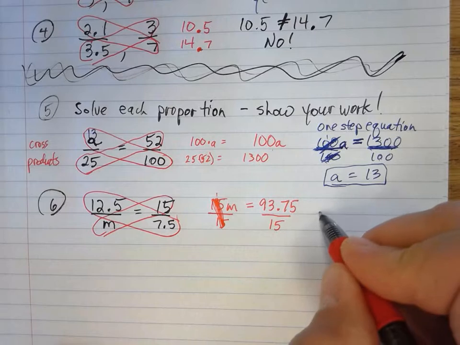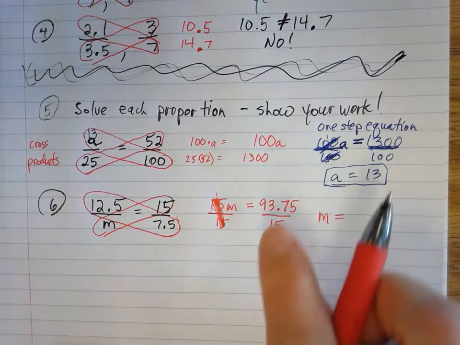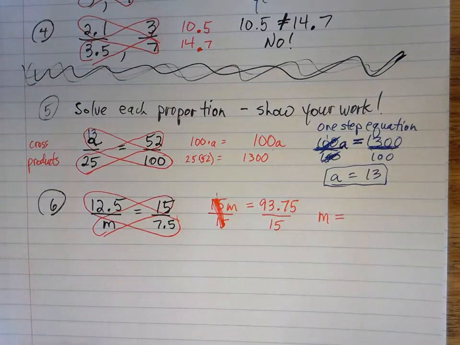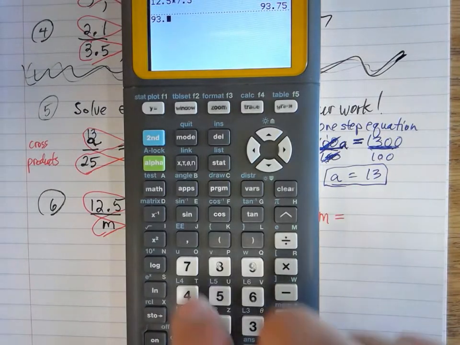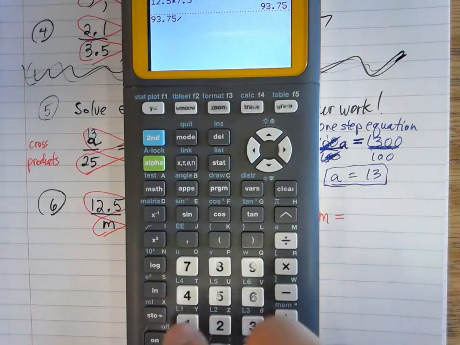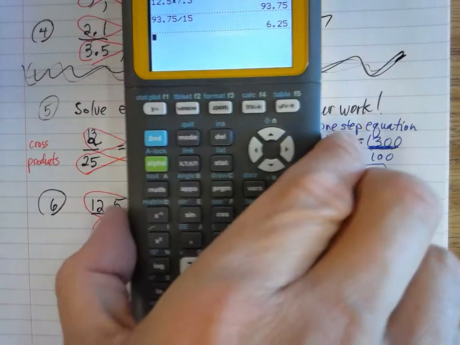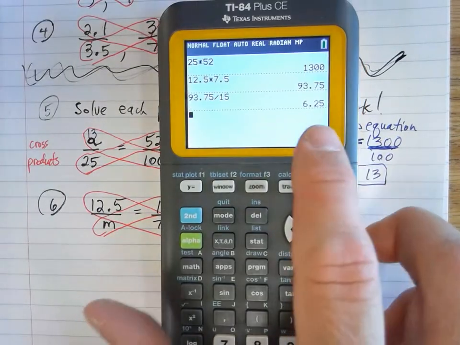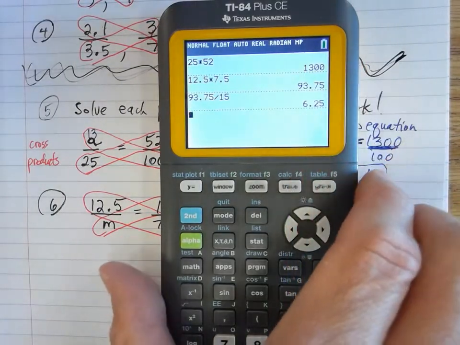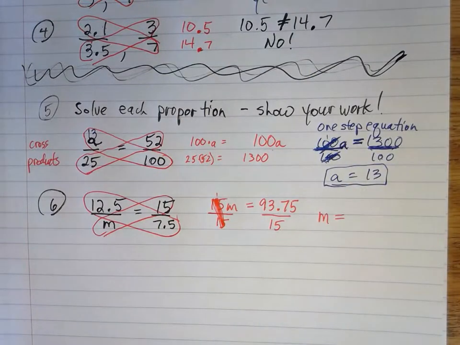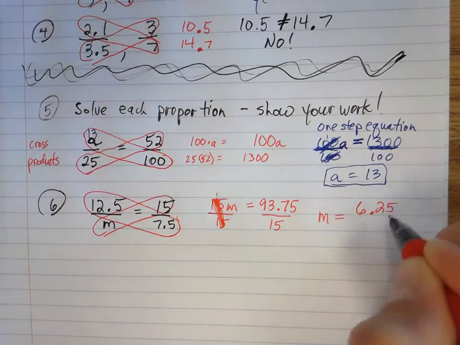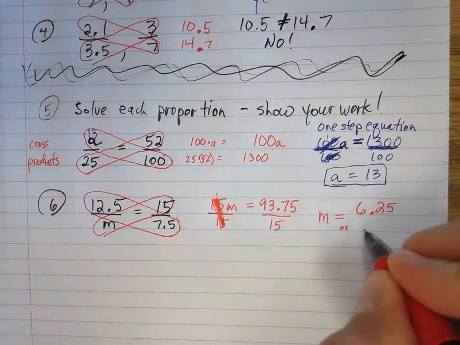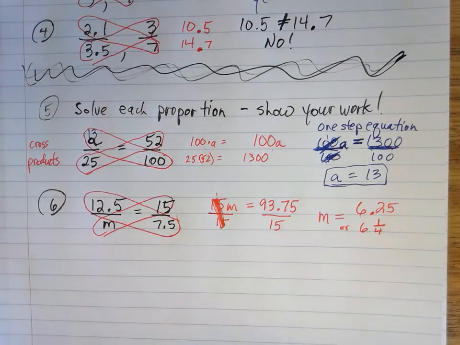So m equals, now, 93 and 75 hundredths divided by 15. 93 and 75 hundredths divided by 15 is 6 1/4, okay? 6 and 25 hundredths, or you could write it as a fraction as 6 1/4 if you wanted to write it that way. So I'll write 6 and 25 hundredths, or 6 1/4. If you change that to a fraction, it would be 6 1/4.